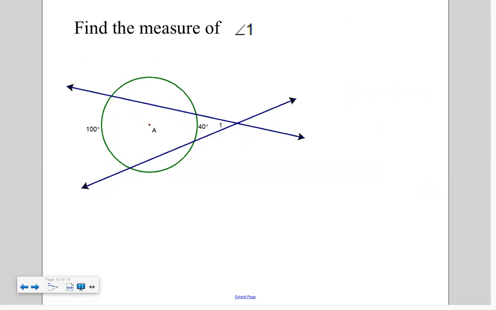So here, if we want to find angle 1, take our bigger arc, 100, minus the smaller arc, 40, and divide by 2. 100 minus 40 is 60. Gives us 30 degrees.